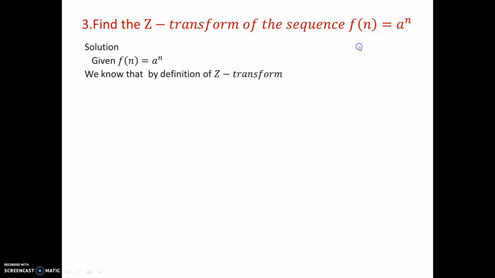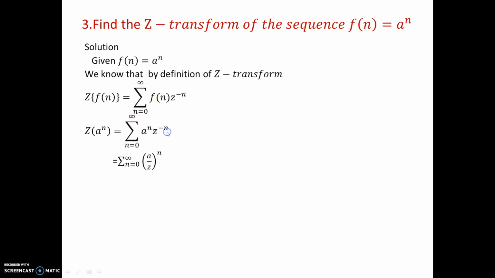Next problem, find the Z transform of the sequence f of n equal to a power n. Here f of n equal to a power n is given. First write the definition of Z transform. In place of f of n, which is a power n, we get Z transform of a power n equal to summation n equal to 0 to infinity a power n z power minus n.